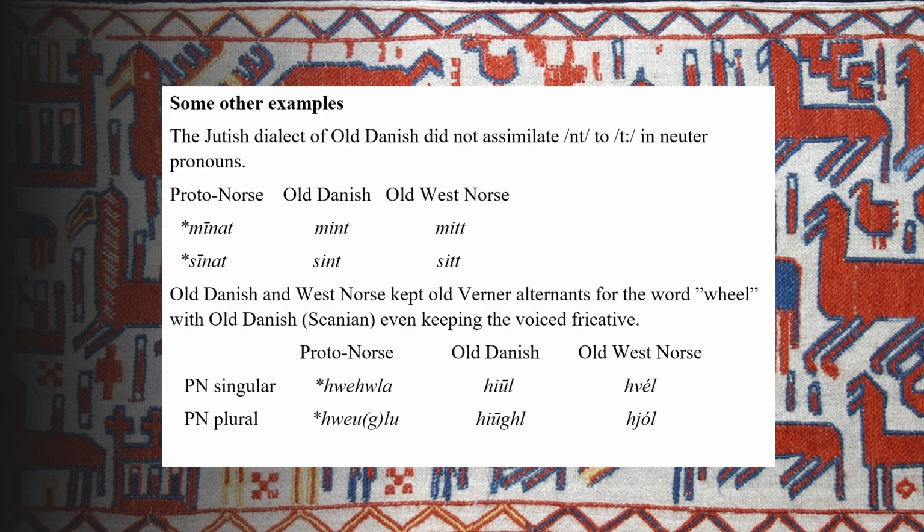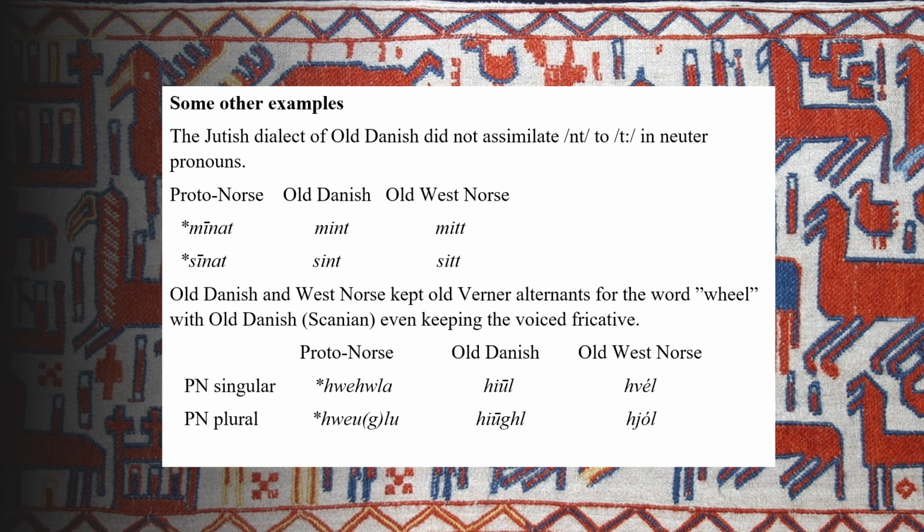In the Gutnish dialect of Old Danish, n was not assimilated to t, to a long t in the neuter pronouns, which is unique in Scandinavian, with, for example, Proto-Norse minat, sinat becoming mint and sint, compared to all other Norse mitt and sit. Another interesting phenomenon is how Old Danish and West Norse kept some old Werner alternates for the word wheel, which had two different forms in Proto-Germanic.